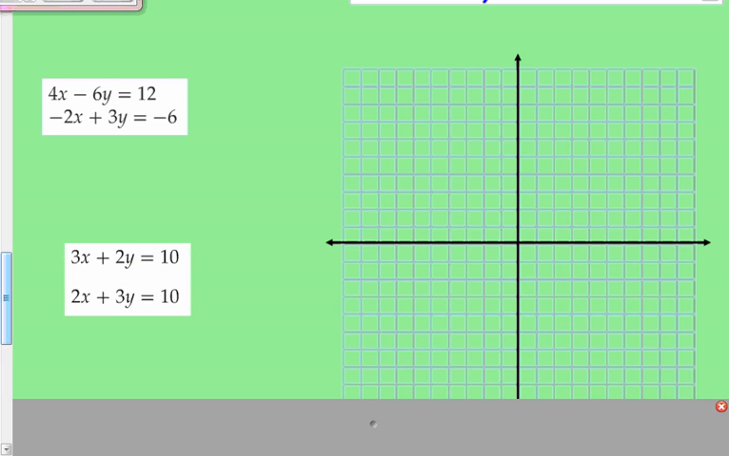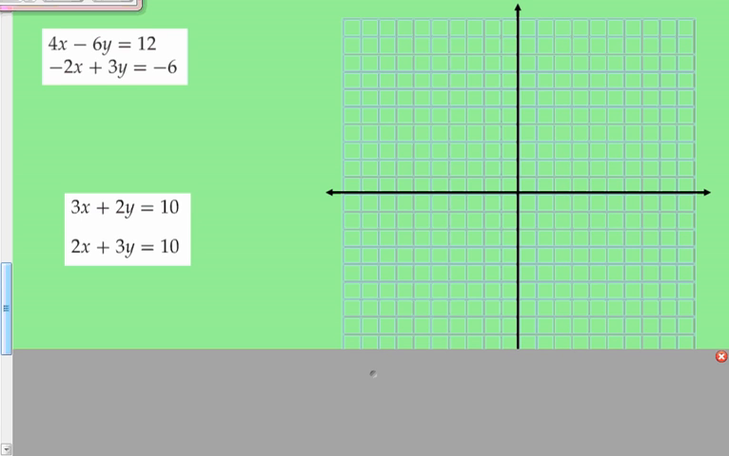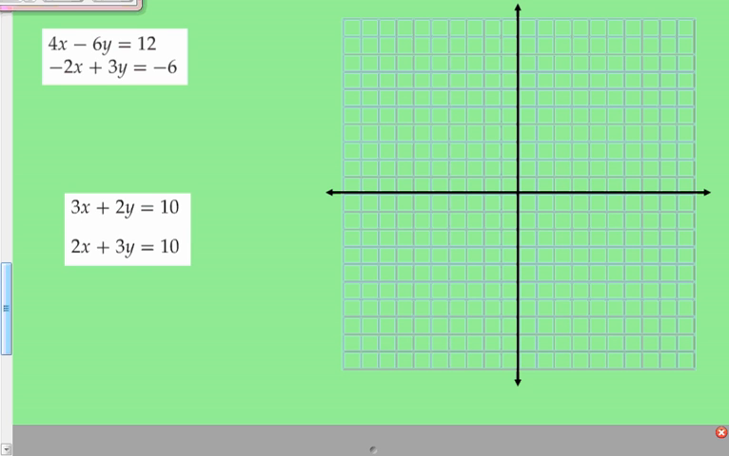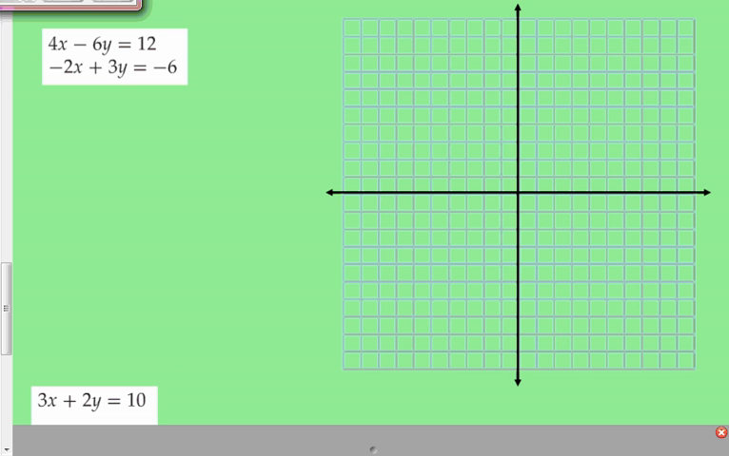That's how it works. Let's go see if we can do a couple more here. Real quick, in case you need to see more examples. So we're going to use this top one first. Put the first one into slope-intercept form.